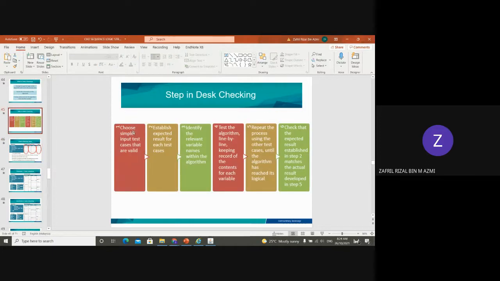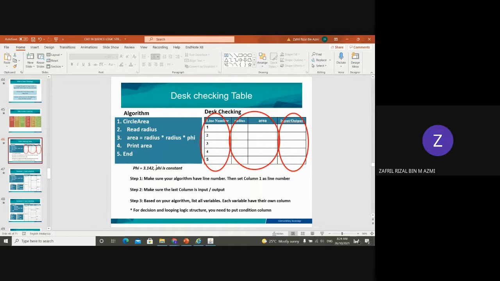The first one, you must choose a simple input test. Input test means that you just pick a random number to become the input. In this case, what is the input? What's the variable for input in the algorithm? Radius. Okay, correct. Is area a variable for input? Area. Is it input? No. So area is not input.